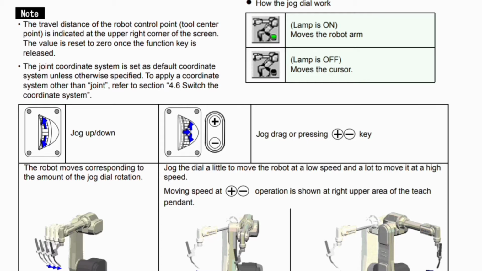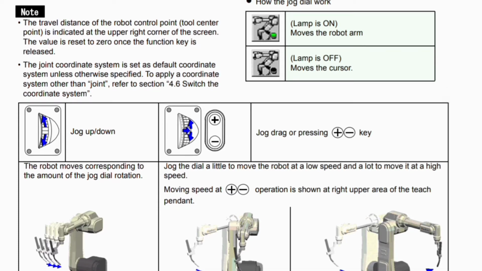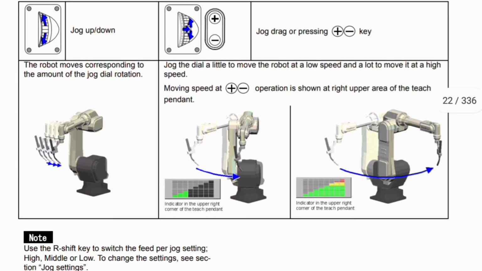The joint coordinate system is set as the default coordinate system unless otherwise specified. To apply a coordinate system other than joint, refer to section 4.6, switch the coordinate system. How the jog dial works: when the lamp is on, it moves the robot arm; when the lamp is off, it moves the cursor. Jog up, down, you can see in this image.